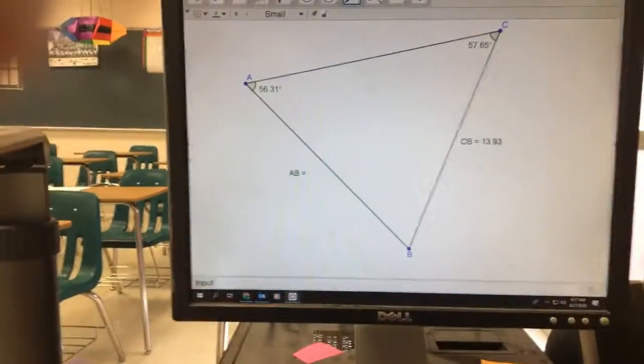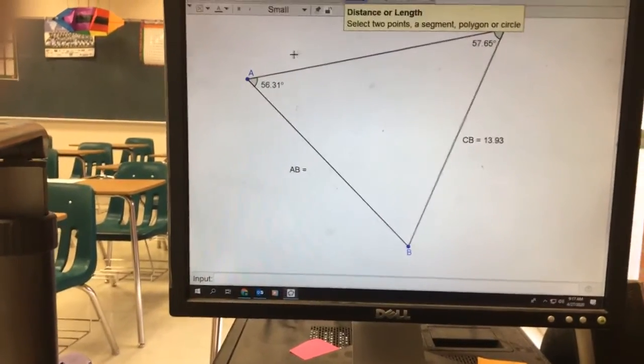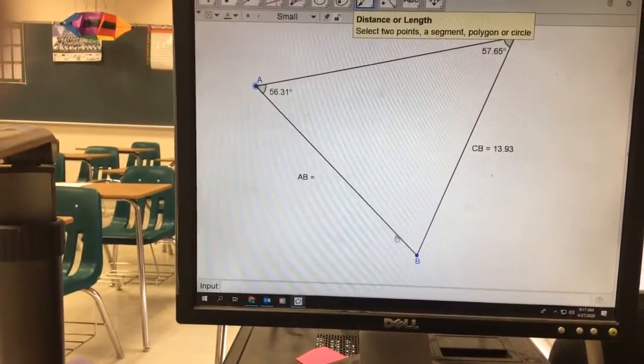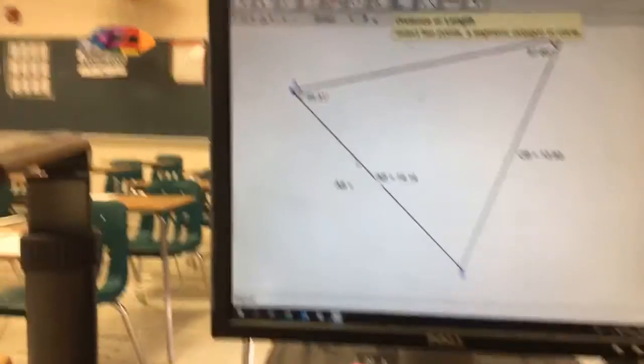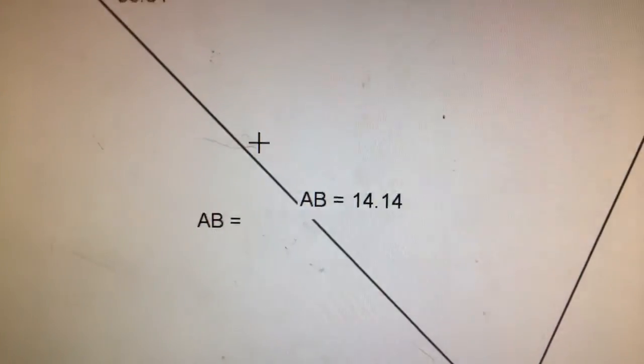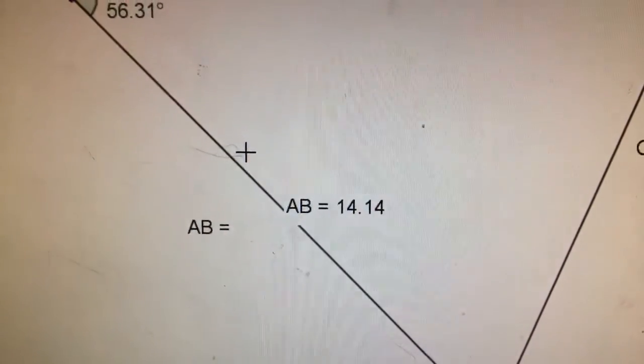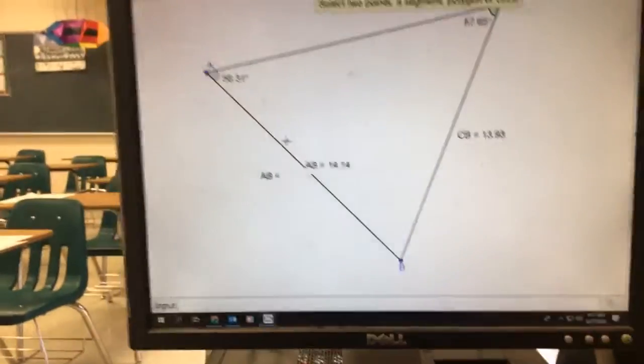Now, if I get GeoGebra to answer that question for me, if I go from A to B, look at that. AB, 14.14. Boy, does that work slick. All right, so there's your law of sines.